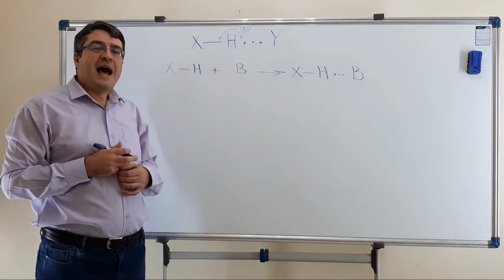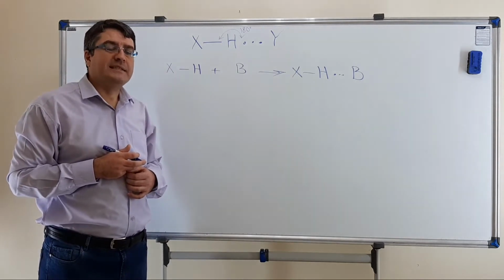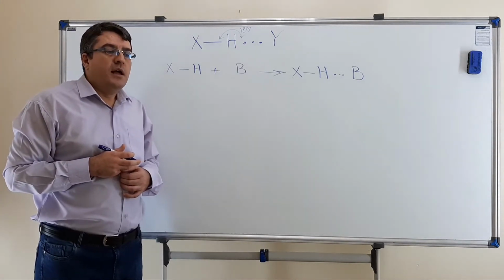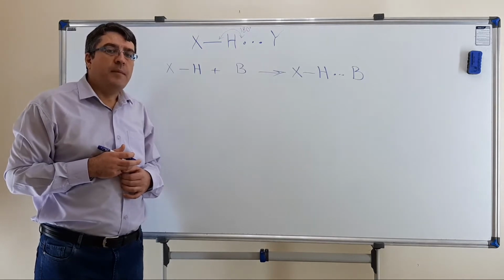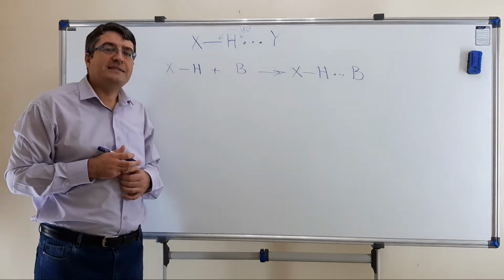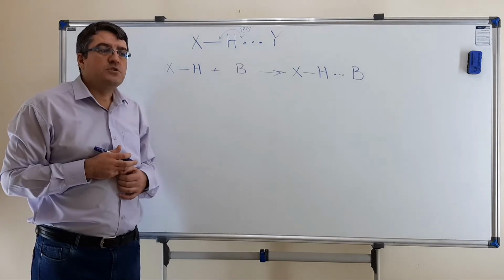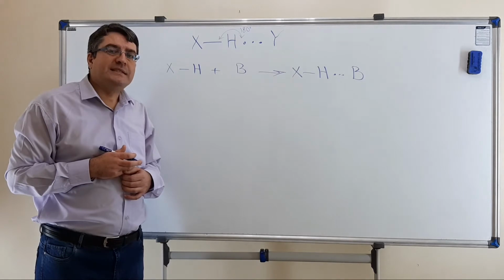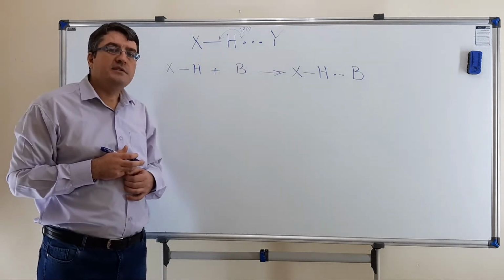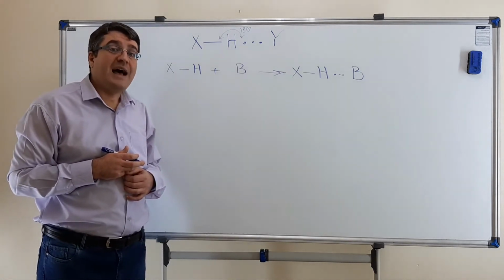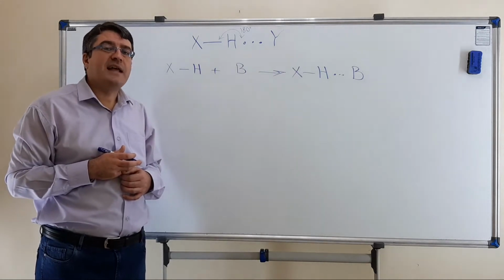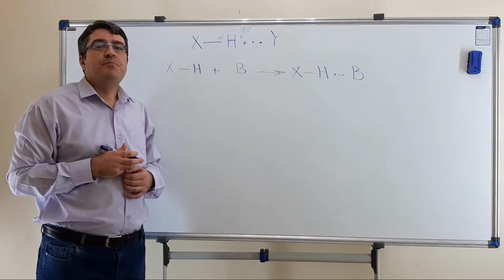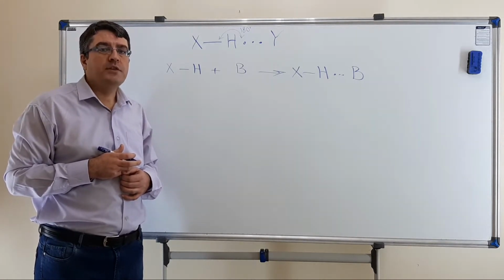Similar to Lewis acidity and Lewis basicity, where Lewis acidity is the thermodynamic tendency or ability of a chemical species to act as a Lewis acid, that is to act as an electron pair acceptor, and Lewis basicity is the thermodynamic tendency or ability of a chemical species to act as a Lewis base, that is to act as an electron pair donor. We can also consider hydrogen bond acidity and hydrogen bond basicity.